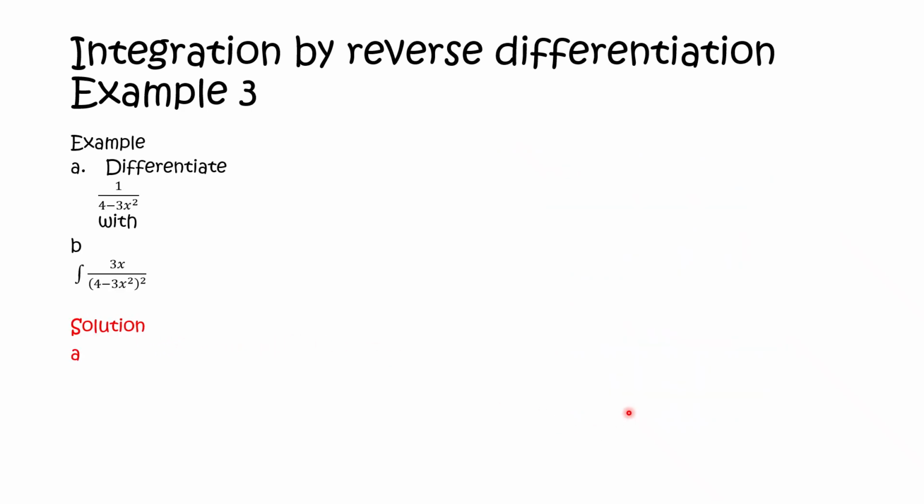Great. Let's move on to the last example. So with example 3, we have: differentiate 1 over 4 minus 3x squared with respect to x. B, hence find the integral of 3x all over 4 minus 3x squared, all squared. As usual, we let y be the function, but remember from the laws of indices, we are going to have 4 minus 3x squared to the power minus 1.